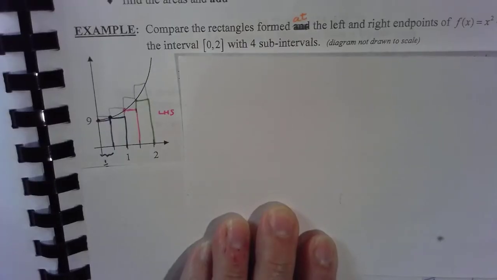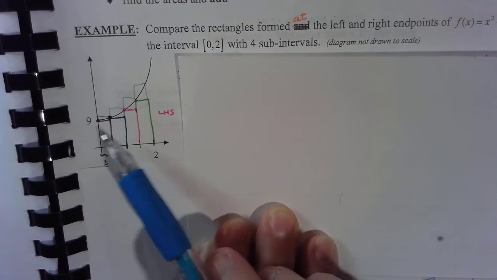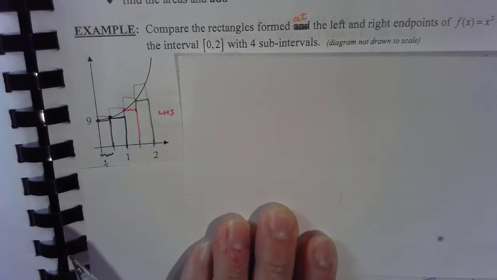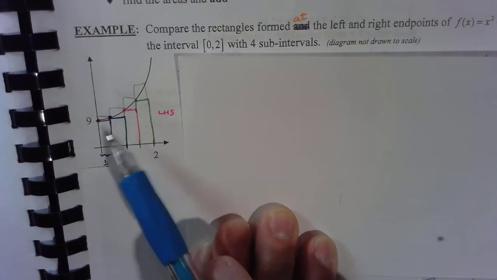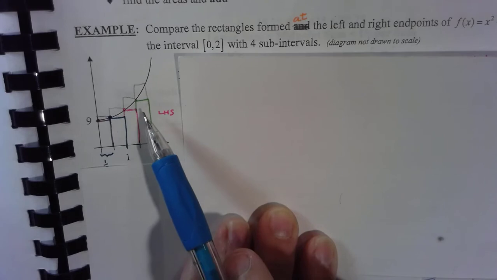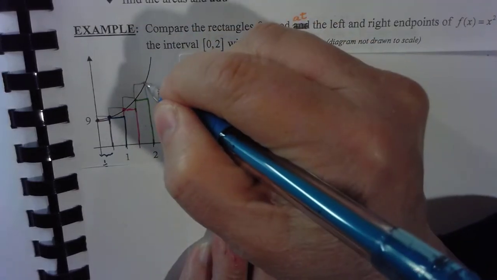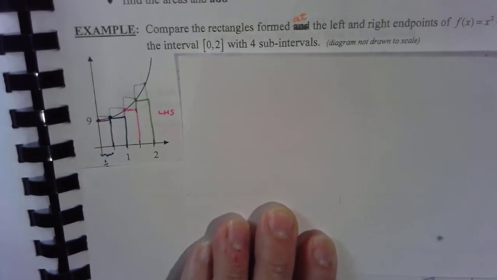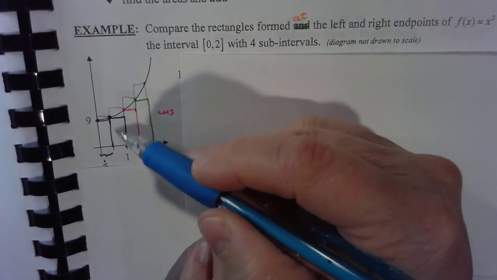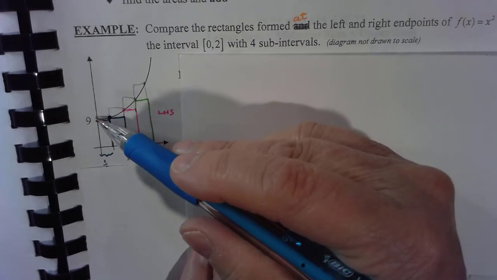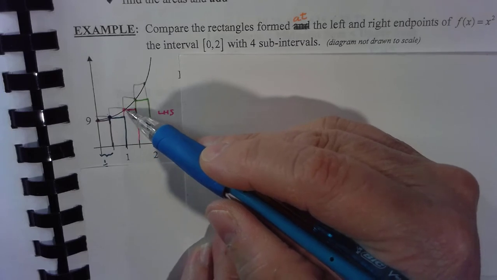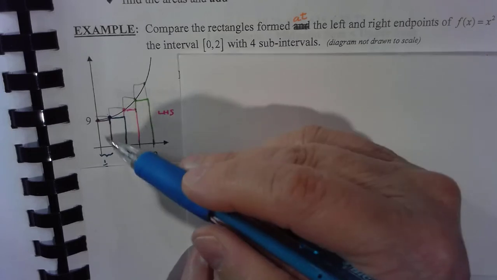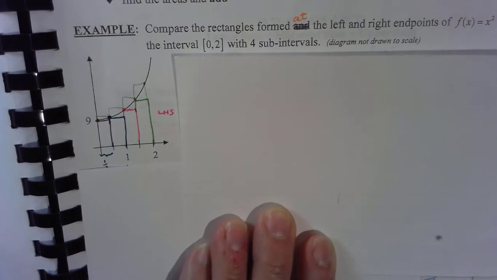What I want you to notice here, here's my function. I've drawn 2 sets of rectangles. I've drawn the set that are outlined in colored ink that are under the curve, and I've drawn the set that are in pencil outside the curve. Underneath the curve, notice that the corner is on the curve and the other corner is underneath it. So this area will be an under approximation.